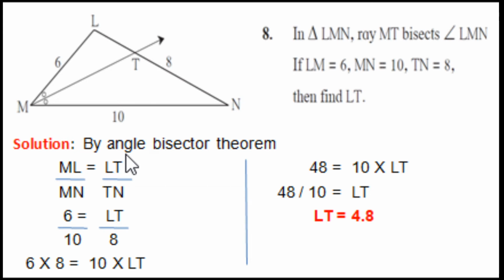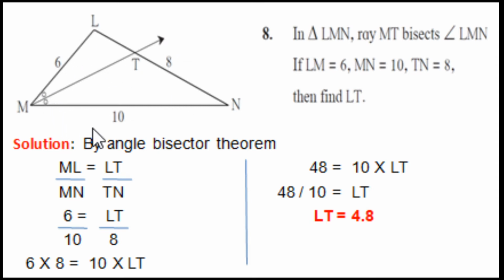This is similar to the 6th question. In triangle LMN, ray MT bisects angle LMN. If LM is equal to 6, MN is equal to 10, TN is equal to 8, we have to find LT. See, this is the angle bisector of angle M. Ray MT bisects angle LMN here.